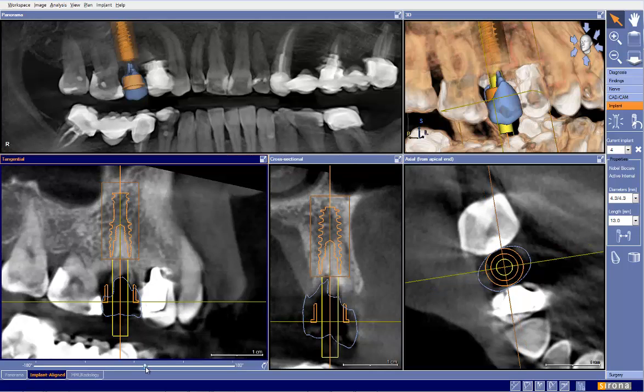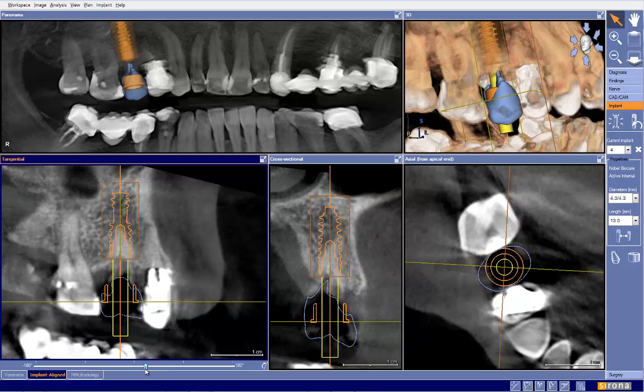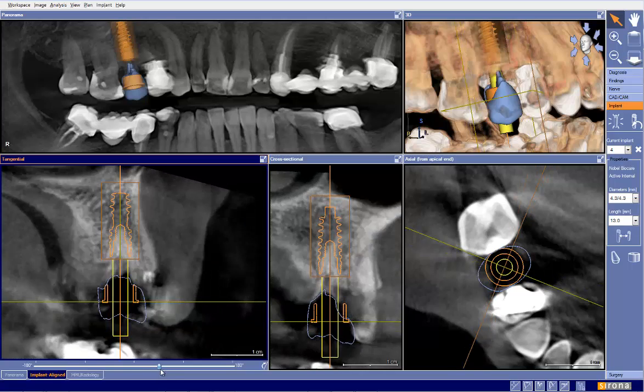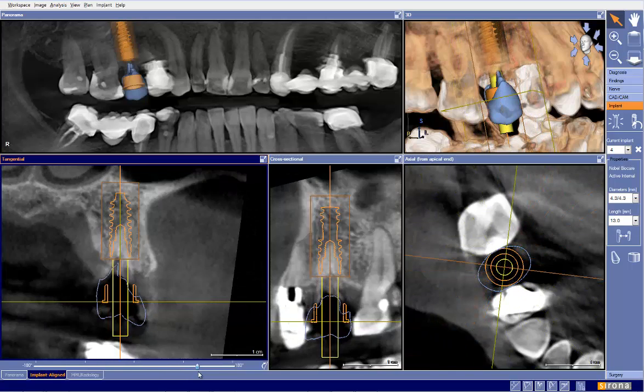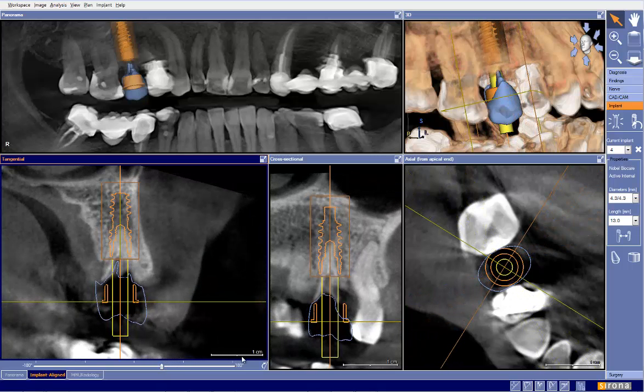Mesiodistally, what we're looking for are adjacent roots, and we can see here as we use the 360 slider that we're plenty of distance away from the adjacent root, and the adjacent root there, plenty of distance there. Vital structures, we're away from roots, we're away from the sinus. We're not into the sinus, how about that? Everything looks fantastic there.